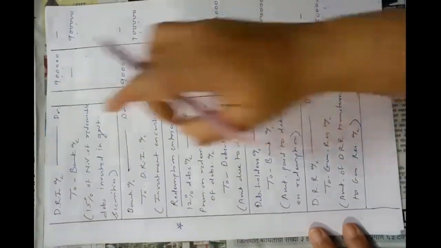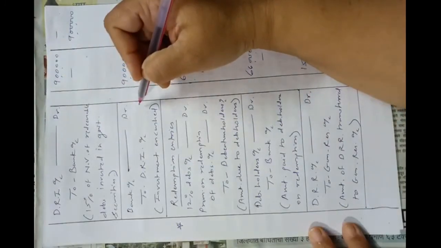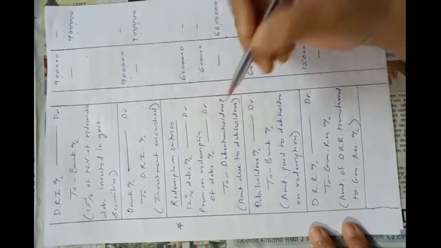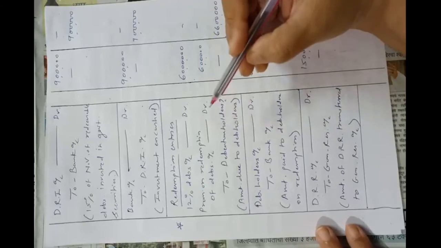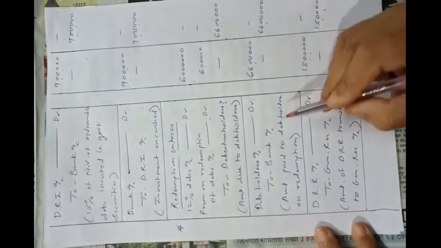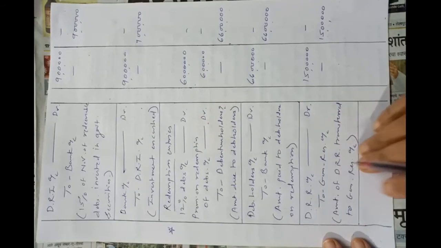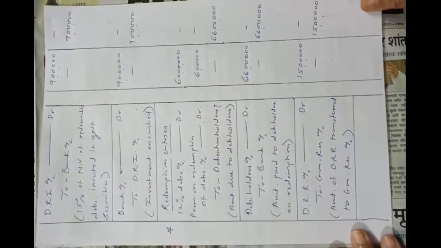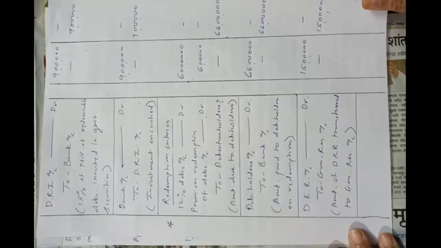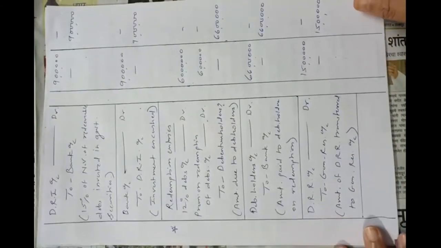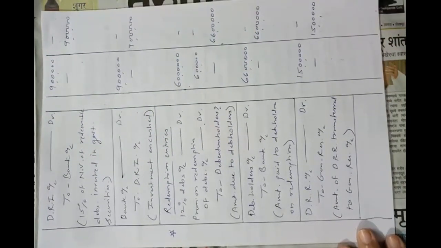In this way, in this problem also there will be two entries for issue of debentures. Then before redemption, two entries will be there. Then on the date of redemption they will sell the investment, and redemption entries will be amount due to debenture holders, amount paid to debenture holders, and DRR will be transferred to general reserve account. Okay, so in this way you have to pass the journal entries accordingly in this problem. Solve this problem in your notebook. Okay.